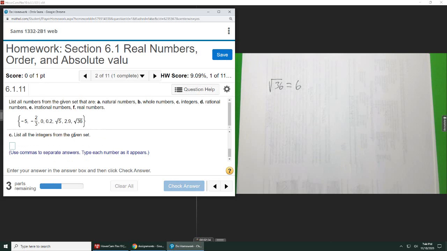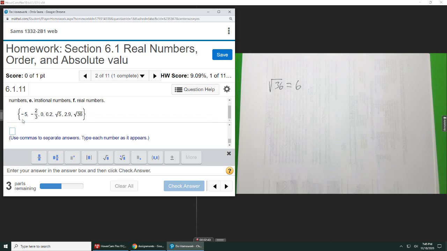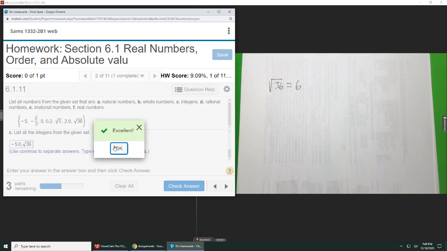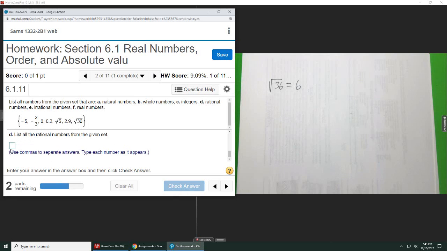All right, all the integers. So integers would be the negative and positive whole numbers. So -5, and then comma, the number 0, and then comma, and then the square root of 36. So notice, as we continue to go, we're just adding more numbers to the set, kind of like the image that we saw in the text. It just gets bigger as you go further up.